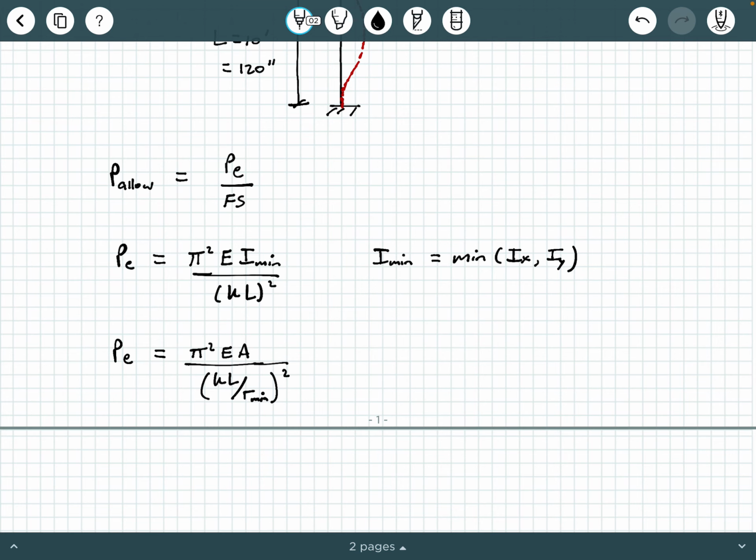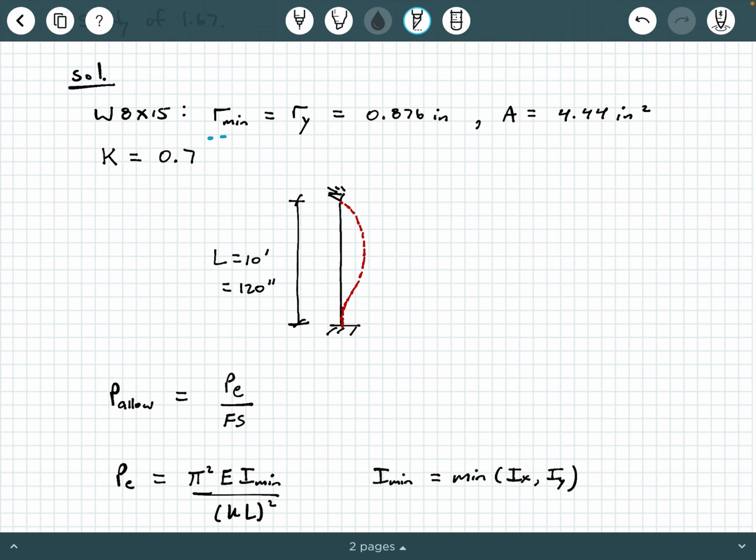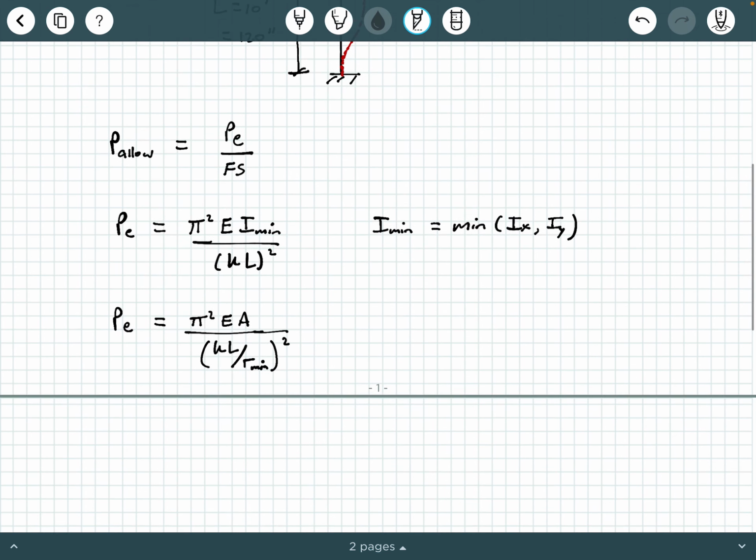Again, if you watch the background information video on this, you have both of these formulas, and they will give you the exact same thing. It just depends on which cross-section properties you have access to, and then you can use whichever formula you want. Now, I'm giving us the radius of gyration and the cross-section area, which means we're going to use this second version of the equation.